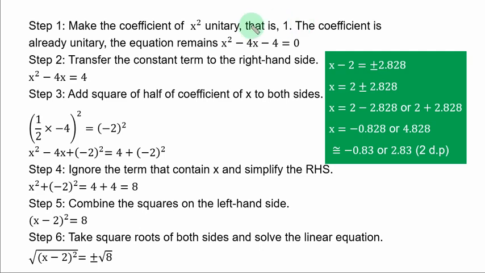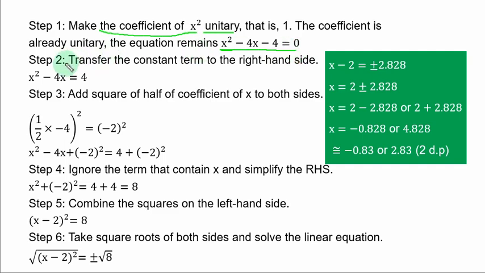This method involves a number of steps, so I'm going to outline the steps and use them to solve the equation. Step 1. Make the coefficient of s squared unitary. The term that is squared, whether s or not, its coefficient is always 1. That is unitary. In the given equation, the coefficient of s squared is already 1. So the equation remains the same.